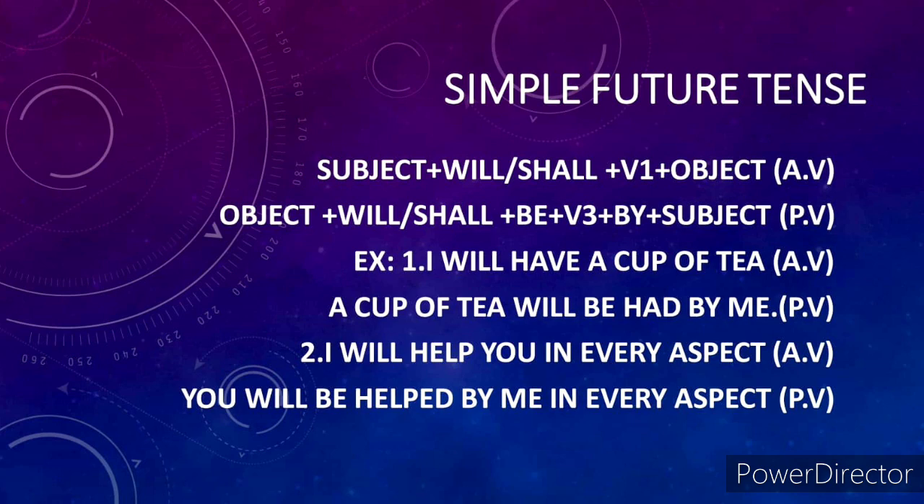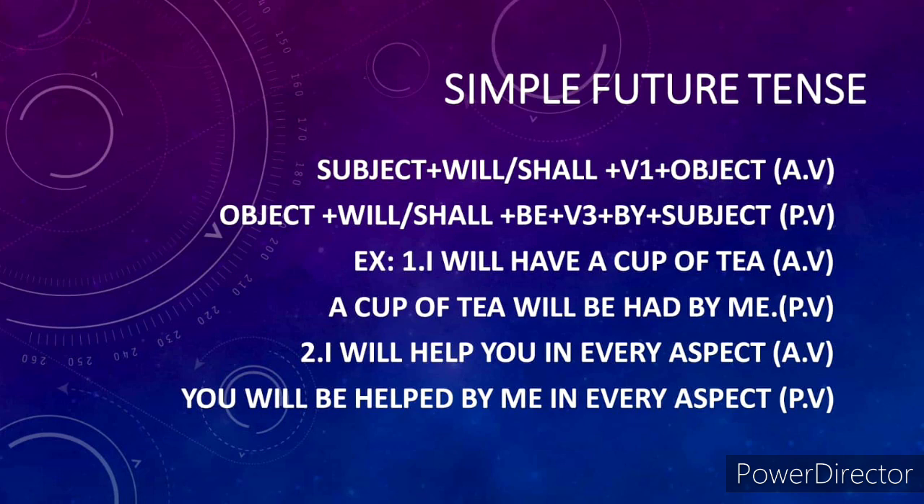Simple future tense structure, subject plus will or shall plus v1 plus object, it's the active voice structure. Object plus will or shall plus be plus v3 plus by plus subject, it's a passive voice structure. For example, I will have a cup of tea, it's the active voice. I is the subject, will or shall plus have v1 plus a cup of tea, the cup of tea is the object will become subject. A cup of tea will be had by me, had is the v3 form, by is the preposition, I will become me, it's a pronoun form, it's a passive voice.